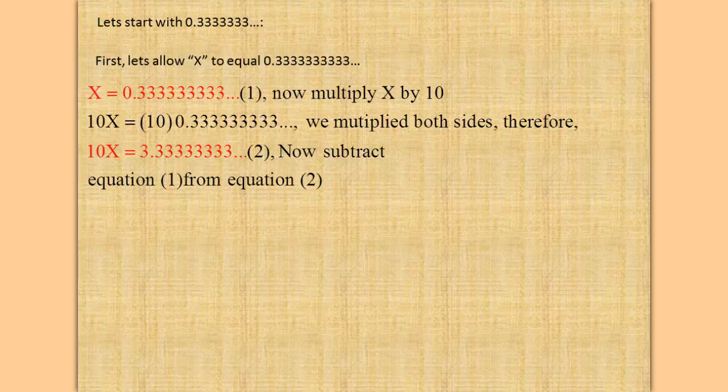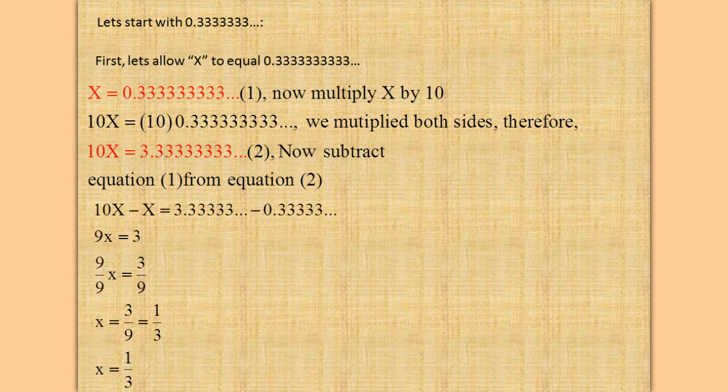Okay. Now let's multiply x by 10. So we multiply both sides of this equation. We let x equal 0.3333, and we multiply both sides by 10. The reason why we do that is because we want to eliminate the repeating part of this fraction. Now, since we got the repeating part in both equation 1 and equation 2, we can subtract equation 1 from equation 2. And that will eliminate the repeating part.